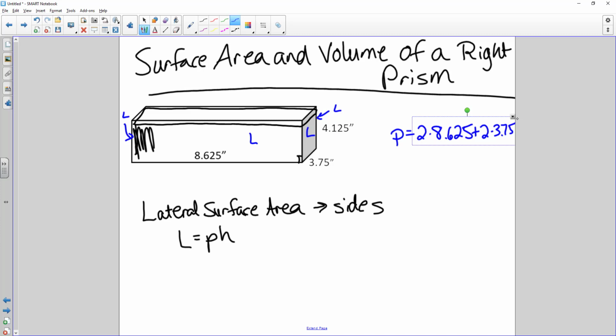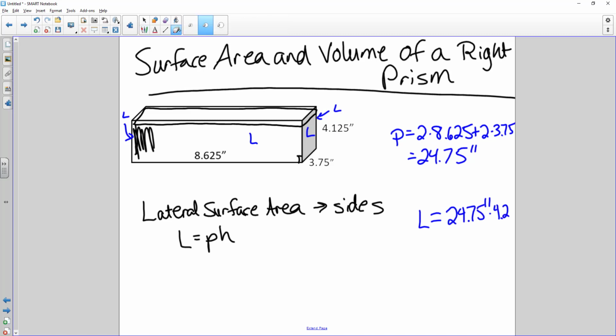What you should be getting right now is 24.75. Right now we're still in just inches, no dimension to it. So when I take my perimeter, for this example, my lateral surface area is going to be 24.75 inches times the height of 4.125 inches.